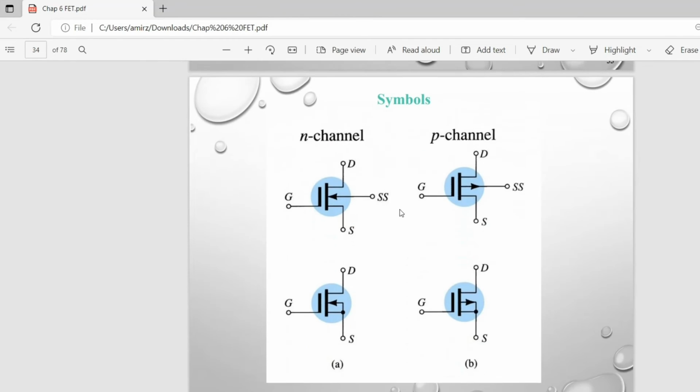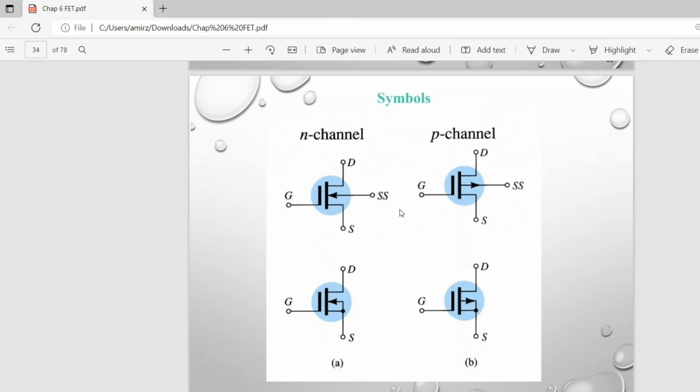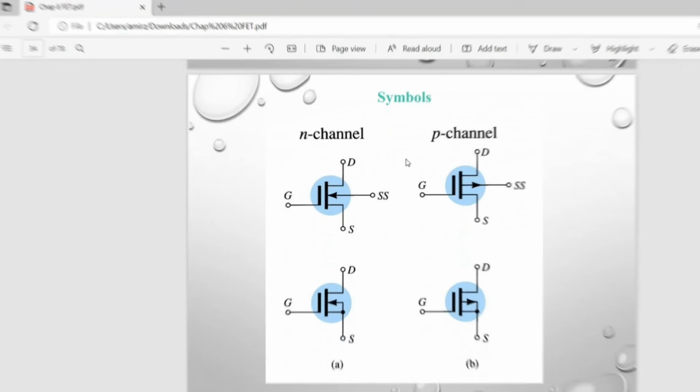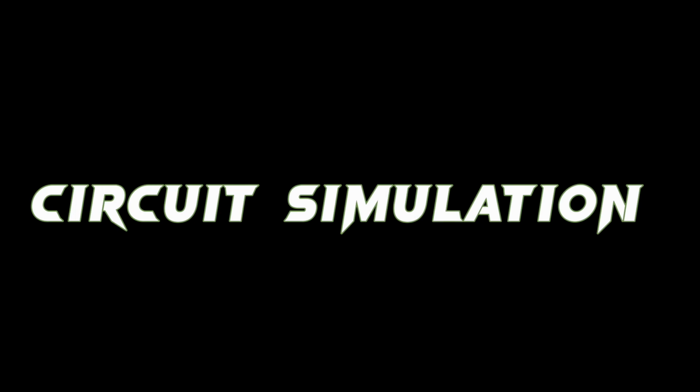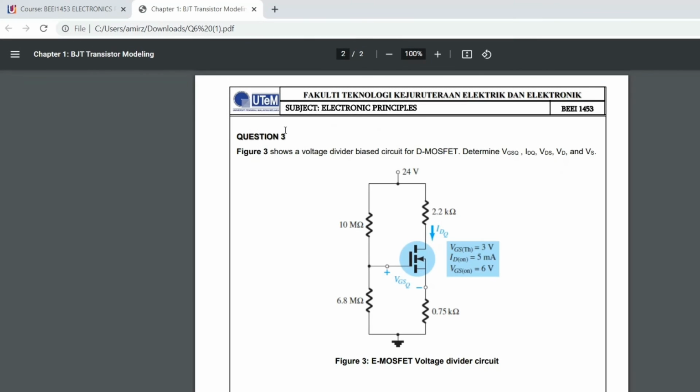Okay, so next we're gonna move on to the Multisim. We have been given to solve question 3 using a simulation. It shows a voltage divider bias circuit for the MOSFET. I will present how to find VGSQ and IDQ. So this is the question.